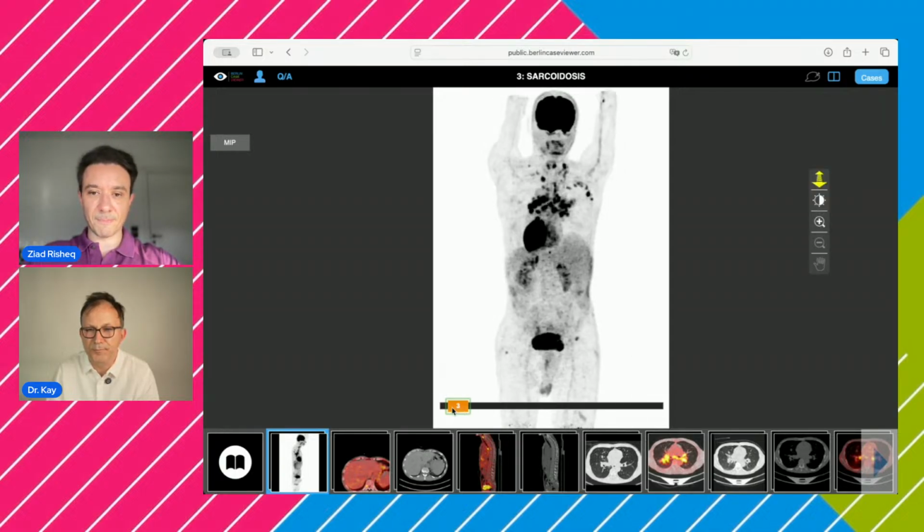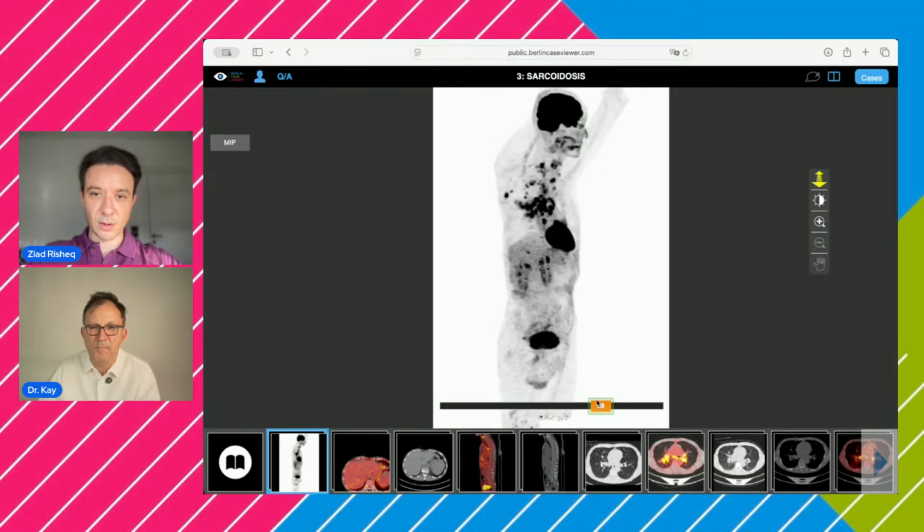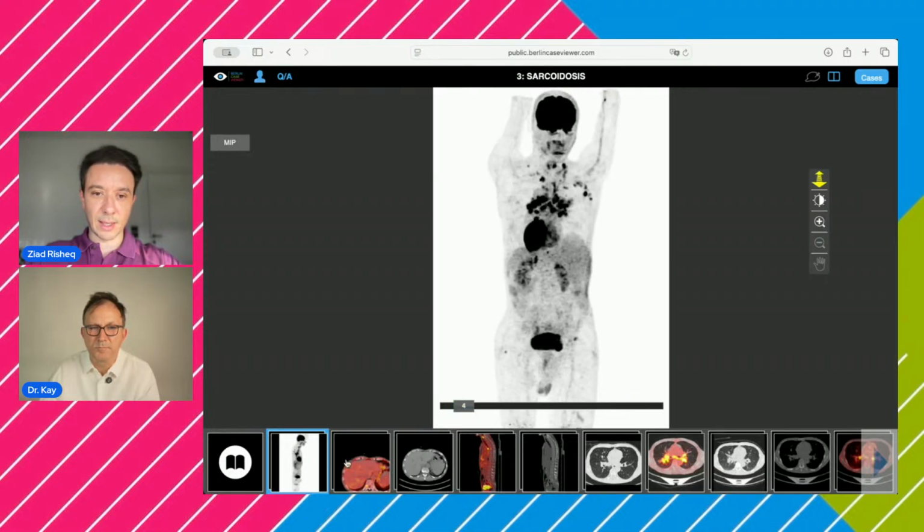So this is the MIP. When they see this, I know a lot of nuclear medicine physicians think it relatively looks like a lambda sign, which is classic for sarcoidosis. But you know that these are mediastinal lymph nodes. Probably here we have axillary lymph nodes, here supraclavicular lymph nodes. You have a lesion here, one here, one here. So what are we looking at?